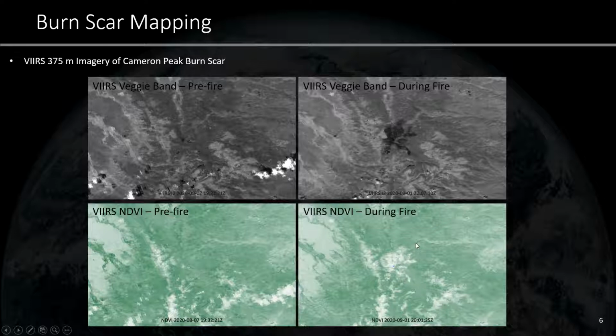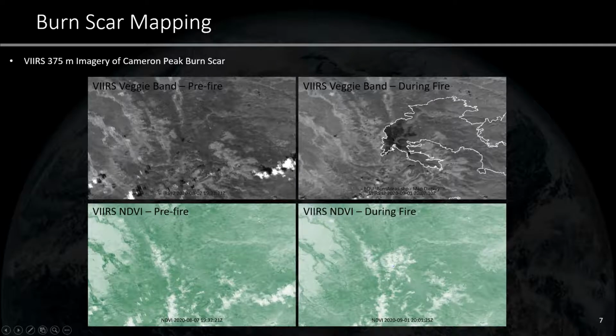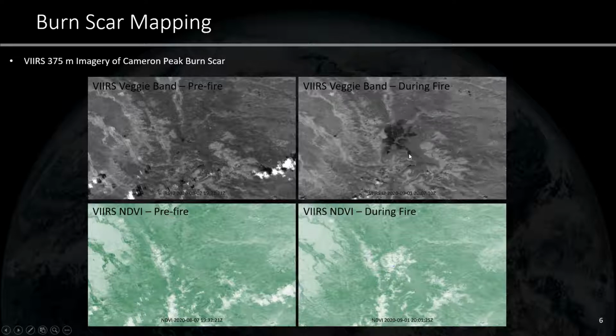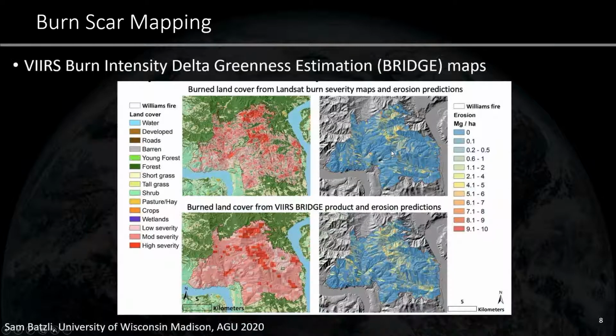And if we overlay that final outline from the BAER map, you can see that the veggie band from VIIRS actually did a pretty good job of showing where that fire has burned, and this is just a crude example, again, before those BARC and BAER maps became available. And there's actually a project from SIMS, this is from Sam Batzli, that it's called the BRIDGE Project, Burn Intensity Delta Greenness Estimation, that I think is being a little more intelligent and giving you more information.